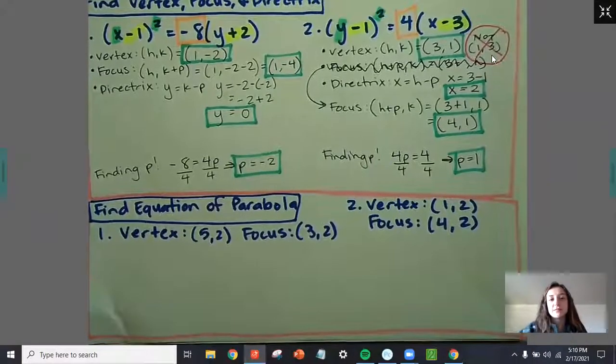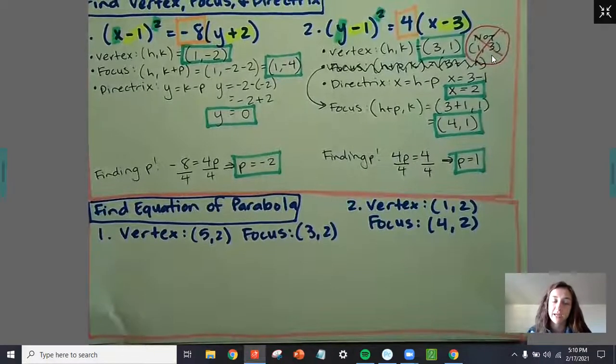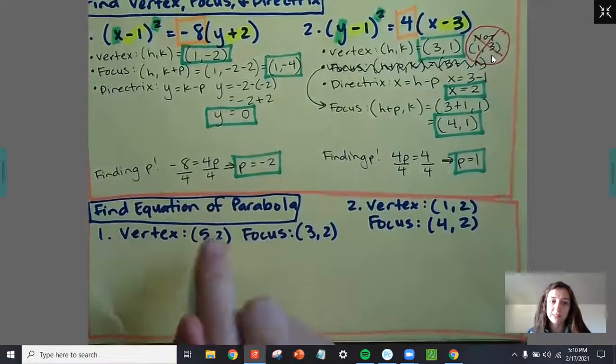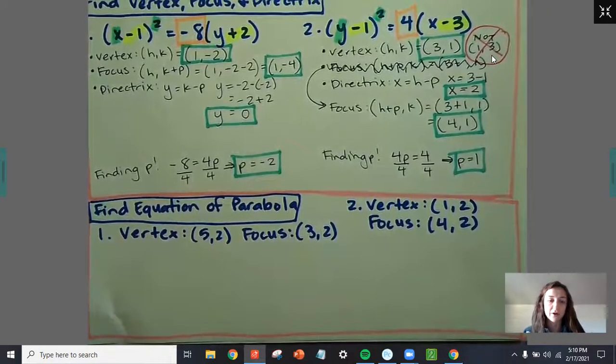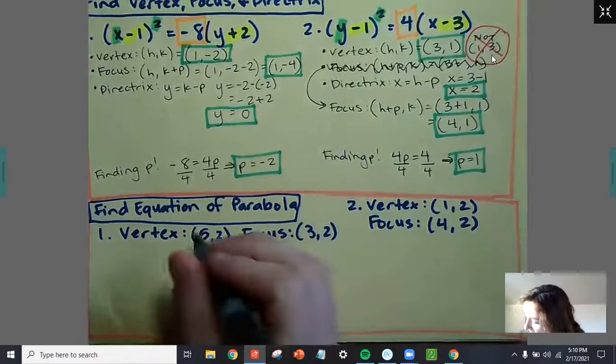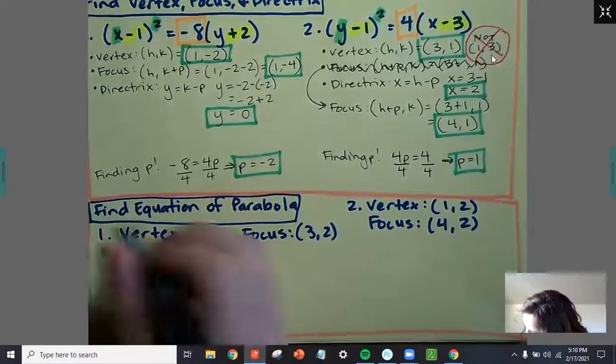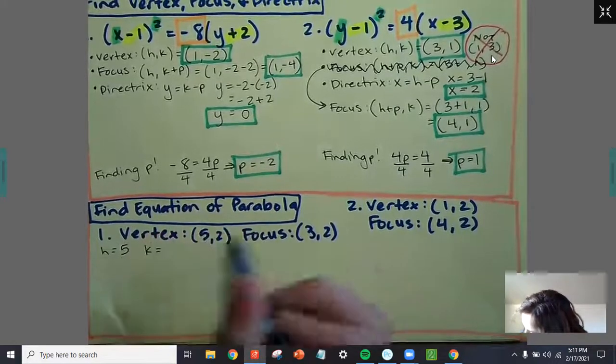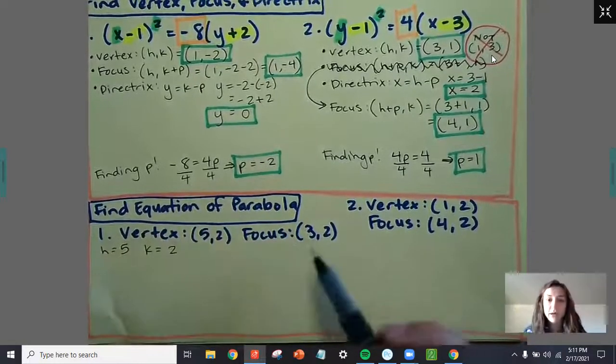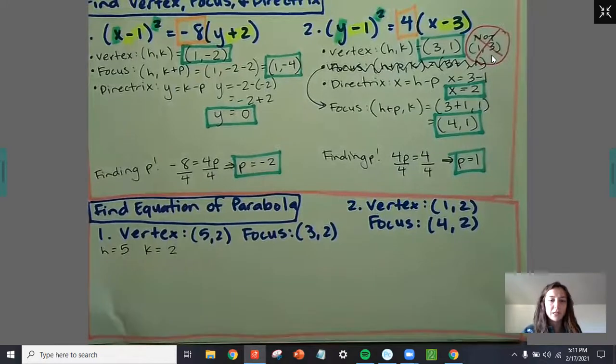Hello everyone. In this video we're going to be writing the equation of a parabola whenever we're given the focus and the vertex. So the very first thing that I want to do is write out my h and k value. So my h, k is going to be h equals 5 and k equals 2. Okay, and then our focus here is going to be 3, 2.